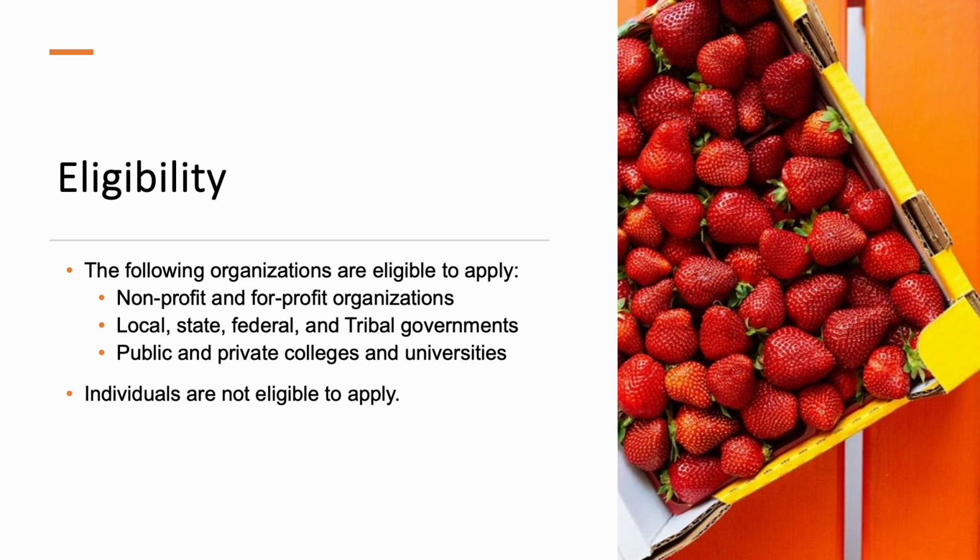Entities eligible to apply to the SCBGP include nonprofit and for-profit organizations, local, state, federal, and tribal government entities, and public and private colleges and universities. Importantly, individuals may not apply. An individual is someone submitting an application on their own behalf rather than as a representative of an organization or institution. If you are an individual and you have an idea for a project, we encourage you to partner with one or more eligible organizations.